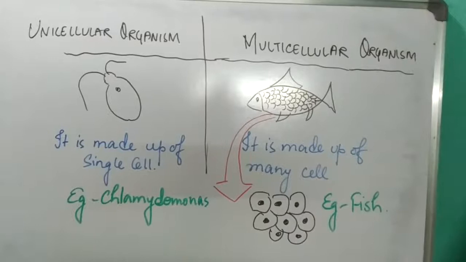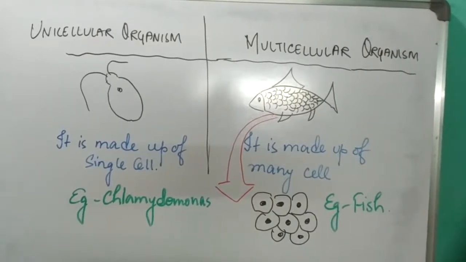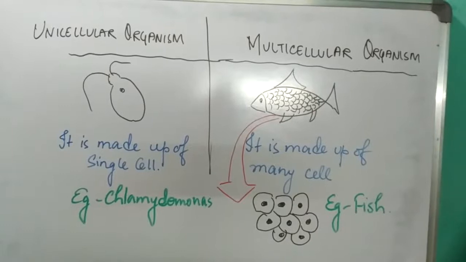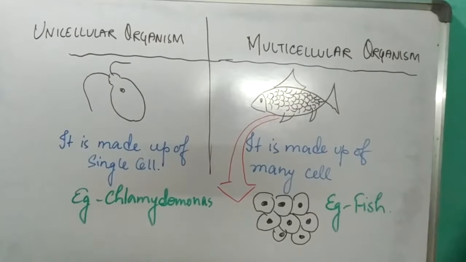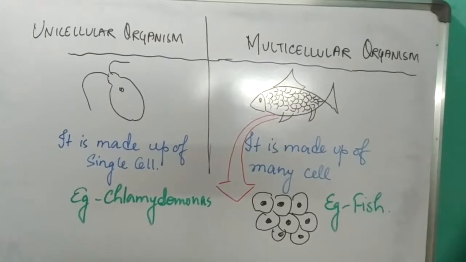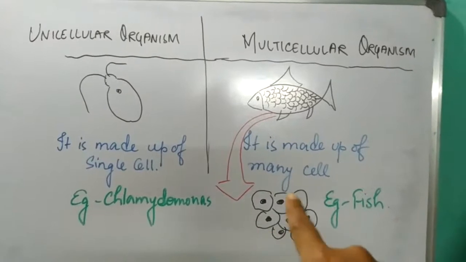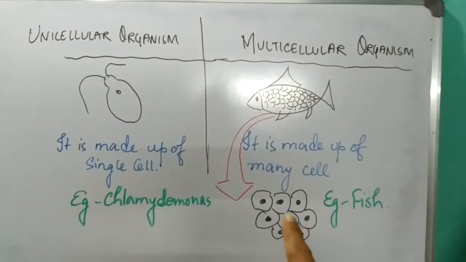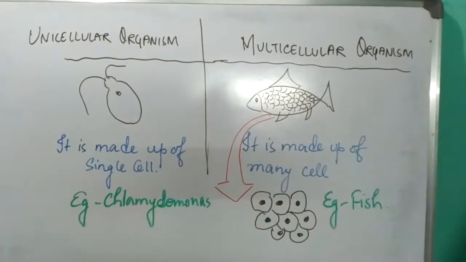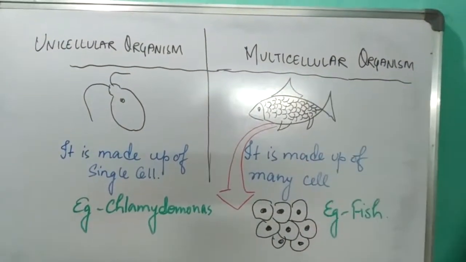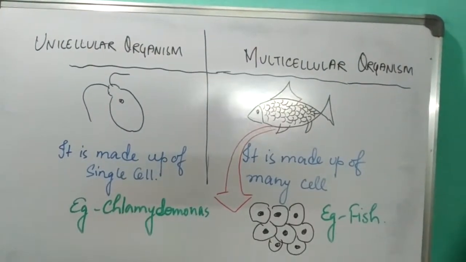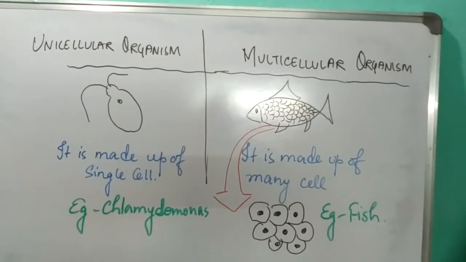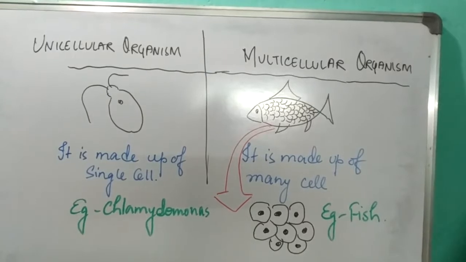But if a question is asked to give an example of a unicellular organism, don't write cell. You have to mention the specific example, like Chlamydomonas and so on. Like this, cells of a fish cannot have an independent existence. That is why they are multicellular organisms. Means they are present within the organism's body. But this Chlamydomonas has an independent existence. So I hope you are clear with this concept of unicellular organism and multicellular organism.